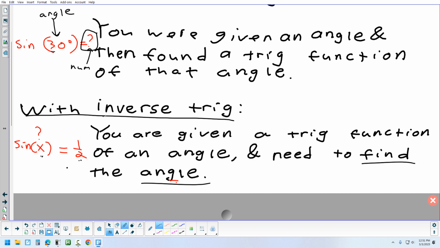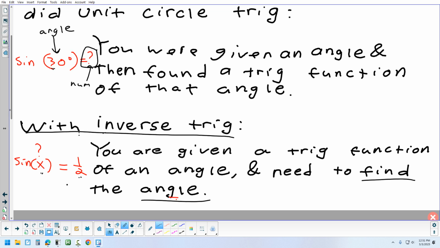Right? Pythagorean theorem has nothing to do with angles. Pythagorean theorem is all about sides. And this is all about angles. So any question on the difference between last week and what it looks like this week?